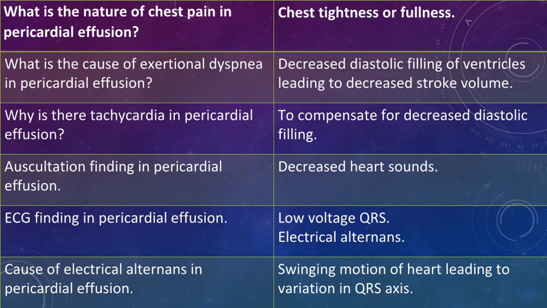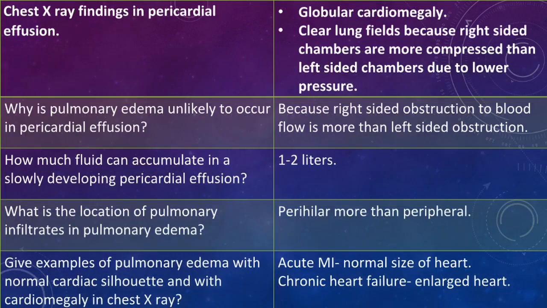Auscultation finding in pericardial effusion: decreased heart sounds. ECG finding: low voltage QRS, electrical alternans. Cause of electrical alternans: swinging motion of the heart leading to variation in QRS axis. Chest X-ray findings: globular cardiomegaly, clear lung fields, because right-sided chambers are more compressed than left-sided chambers due to lower pressure. Why is pulmonary edema unlikely to occur? Because right-sided obstruction to blood flow is more than left-sided obstruction.